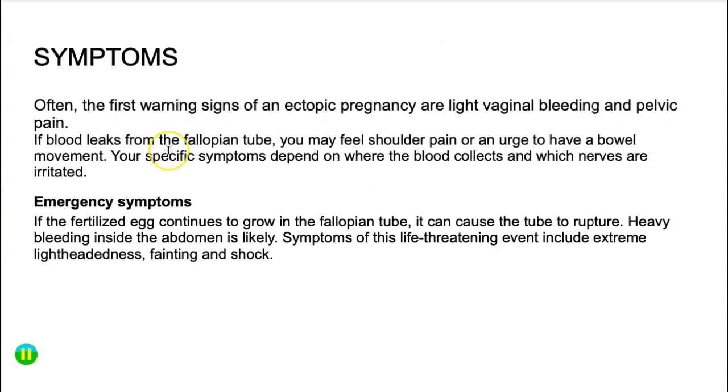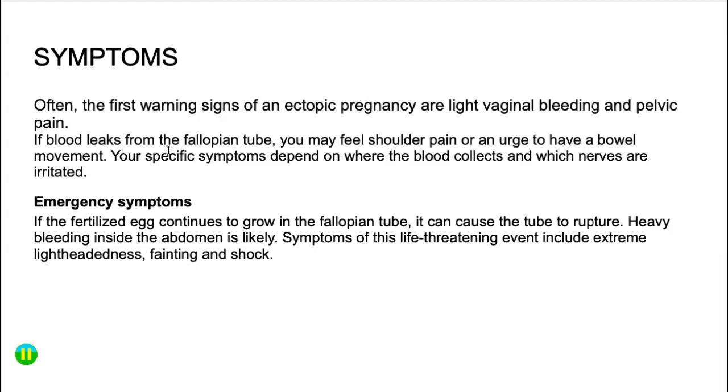The most important, what are the symptoms? Like I said, bleeding, unusual bleeding, the first warning sign. Pelvic pain, because the pelvis harbors the uterus, right? So you will be having pelvic pain.